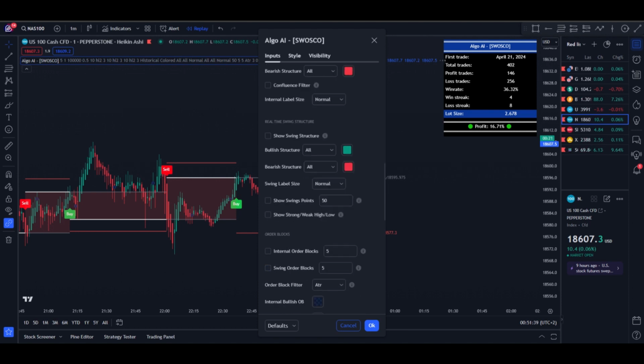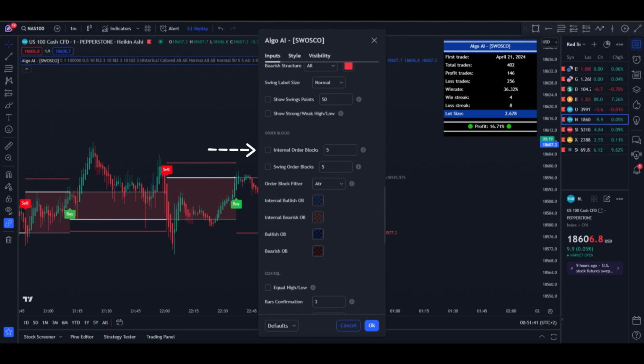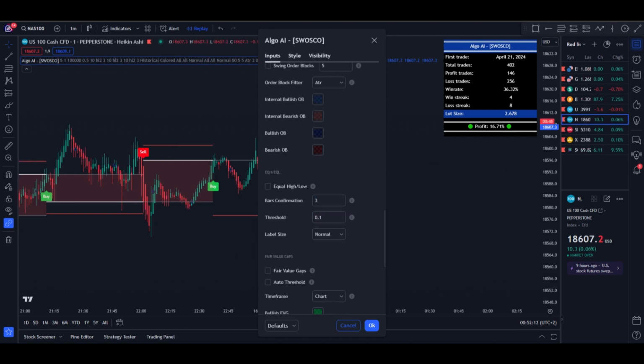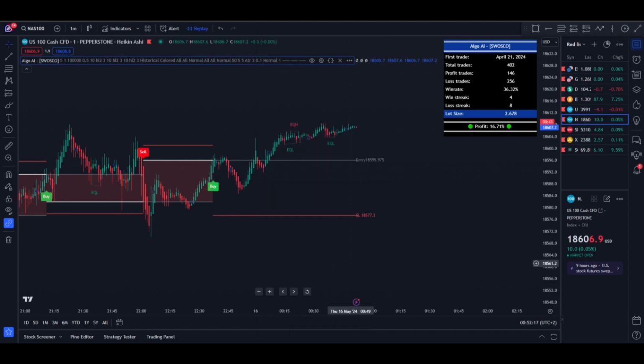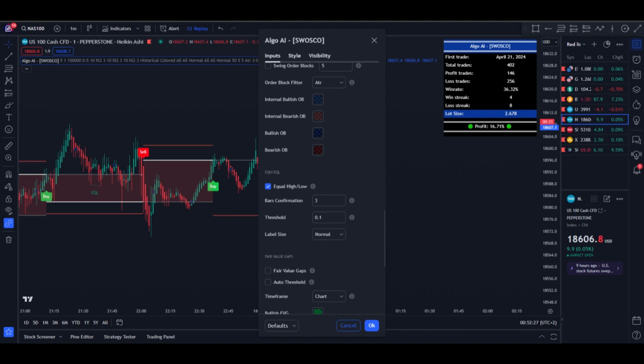Then there are order blocks. You can choose between two types of order blocks and play around with the colors to make them to your liking. The equal highs and lows are simple too. If you want, you can adjust the threshold. However, we suggest keeping it low as it will show more accurate results.